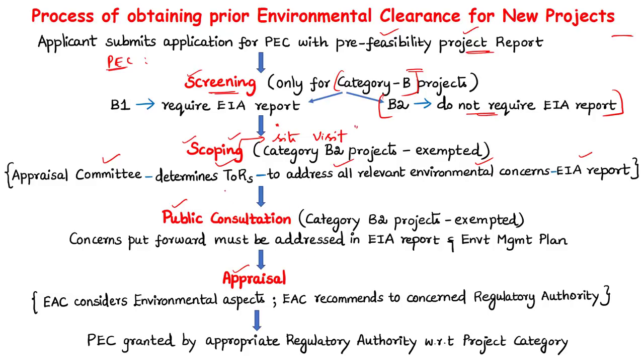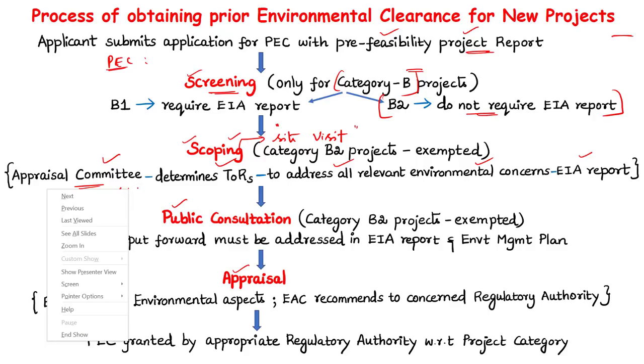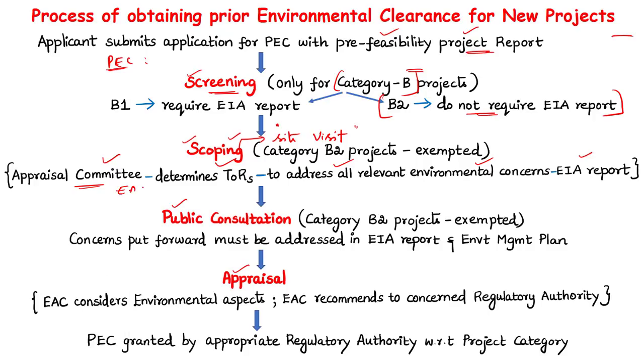Scoping is carried out by the Central Expert Appraisal Committee, that is EAC, for category A projects, and by the State Level Expert Appraisal Committee, that is SEAC, for category B1 projects. Know that scoping is not required for category B2 projects. Now we'll see the next stage after screening and scoping. The next stage is public consultation.